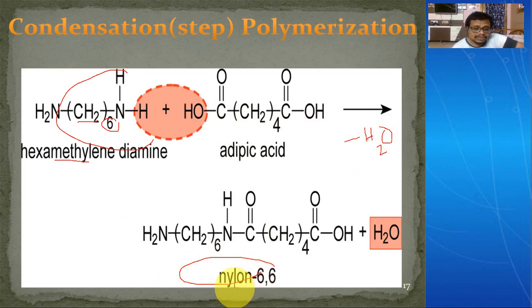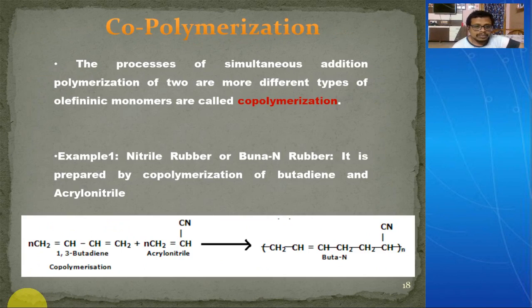What is the exact difference between chain and condensation? Addition is called chain growth polymerization, and condensation is called step growth polymerization. Here, due to the water molecule being removed, the structure is a chain, and here the structure is branched or network polymer. Okay, right. The next one is copolymerization.